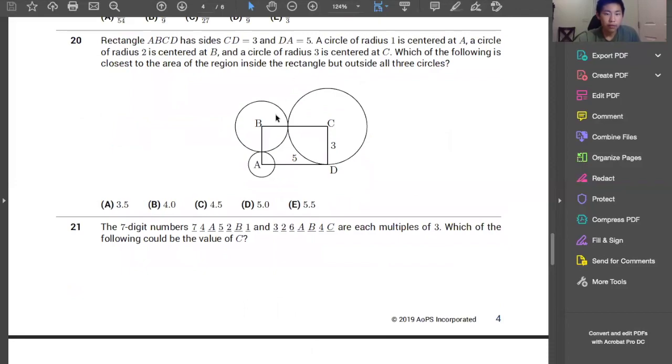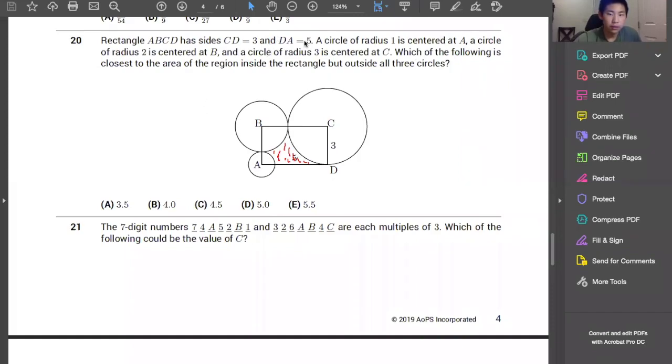So we have 3 circles with radius 3, 2, and 1, and we want to find the area of the rectangle that is within this rectangle, but outside the circles. So we're basically looking for this area here, right?